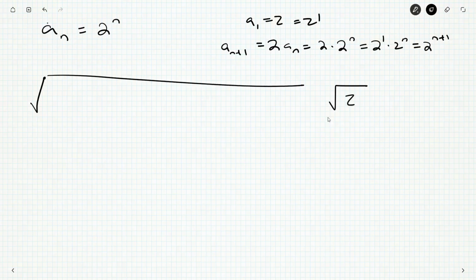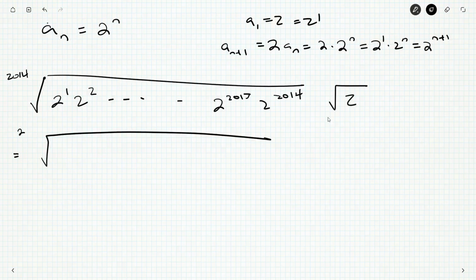Now, for some reason, there's a square root of 2 at the end here. The 2014th root of 2 to the 1 times 2 to the 2, up to 2 to the 2013, 2 to the 2014. But again, if they have the same base and we're multiplying them, we just add. So this is really 2 to the 1 plus 2 plus 3 plus all the way up to 2014. And let's not forget the root 2.